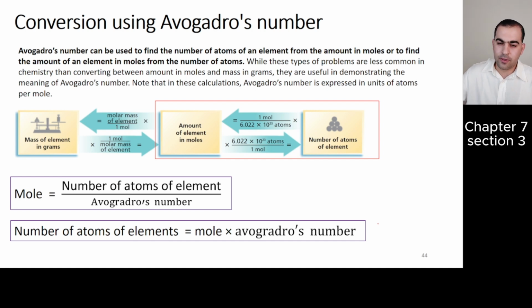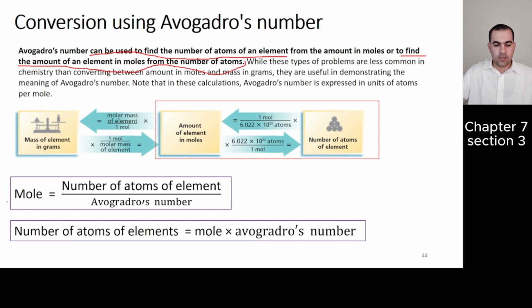Conversion using Avogadro's number. Look, guys, we have not used Avogadro's number yet, so we're going to use it. Avogadro's number can be used to find the number of atoms of an element from the amount in moles. Means if I give you mole, you can find the number of atoms by using Avogadro's number, or to find the amount of element in moles from the number of atoms. If I give you number of atoms in the exam, you can find the amount of mole.